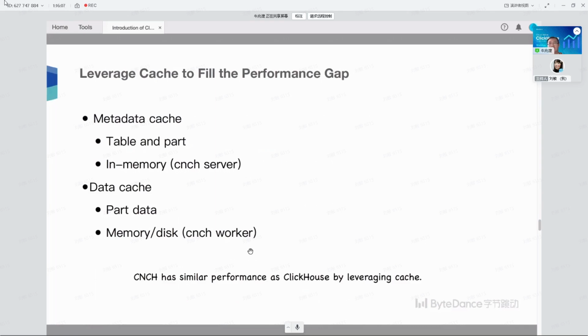In our production, we found CNSH can have similar performance to ClickHouse by leveraging this cache, because most of the queries have some skew, not all the queries will access all the data. I think more than 90% of the accesses go to a small portion of the data. Which means by leveraging this cache, we can hit almost all hot data in memory. Then we don't need to fetch that data remotely.